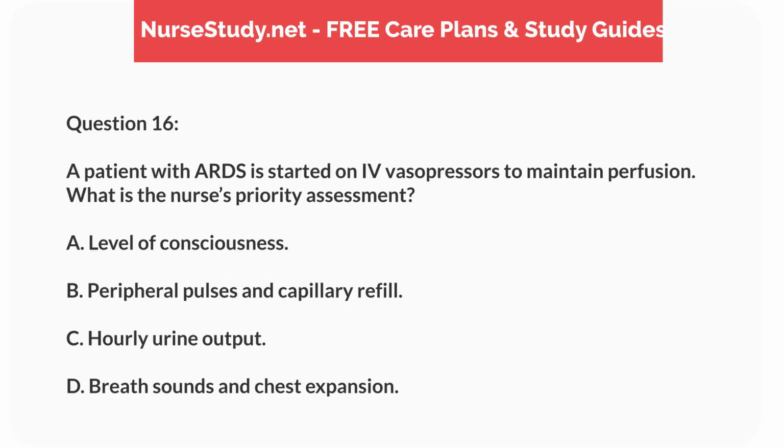Question 16. A patient with ARDS is started on IV vasopressors to maintain perfusion. What is the nurse's priority assessment? A. Level of consciousness. B. Peripheral pulses and capillary refill. C. Hourly urine output. D. Breath sounds and chest expansion.